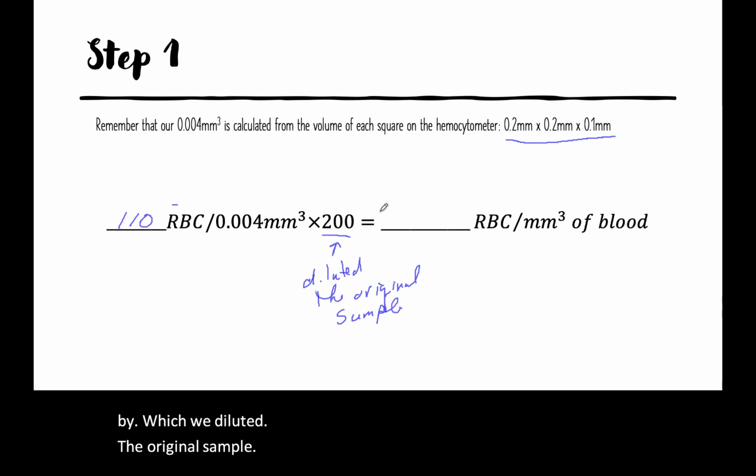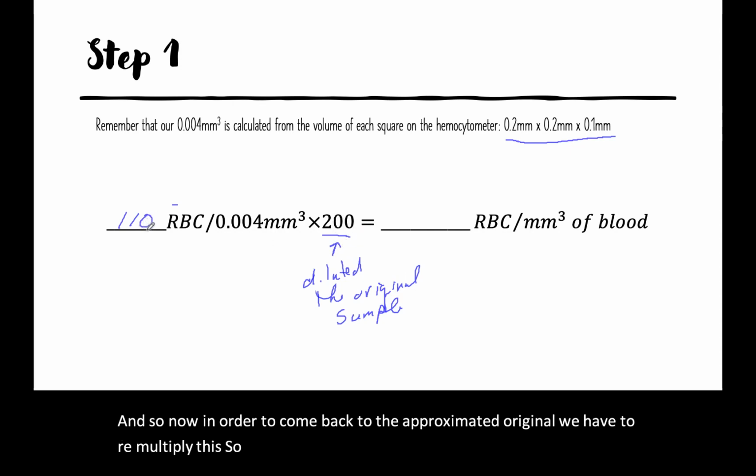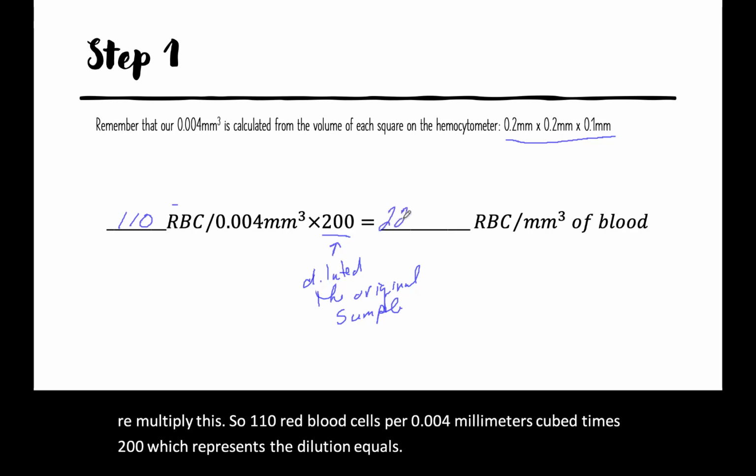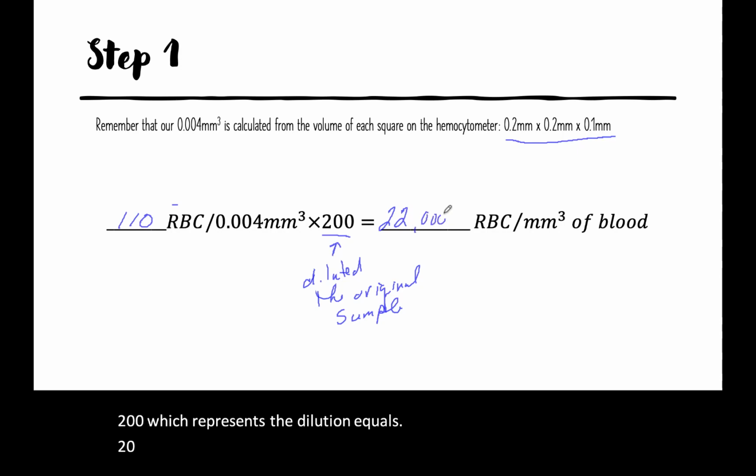And so now, in order to come back to the approximated original, we have to remultiply this. So 110 red blood cells per 0.004 millimeters cubed times 200, which represents the dilution, equals 22,000 red blood cells per 0.004 millimeters cubed of blood. All right.